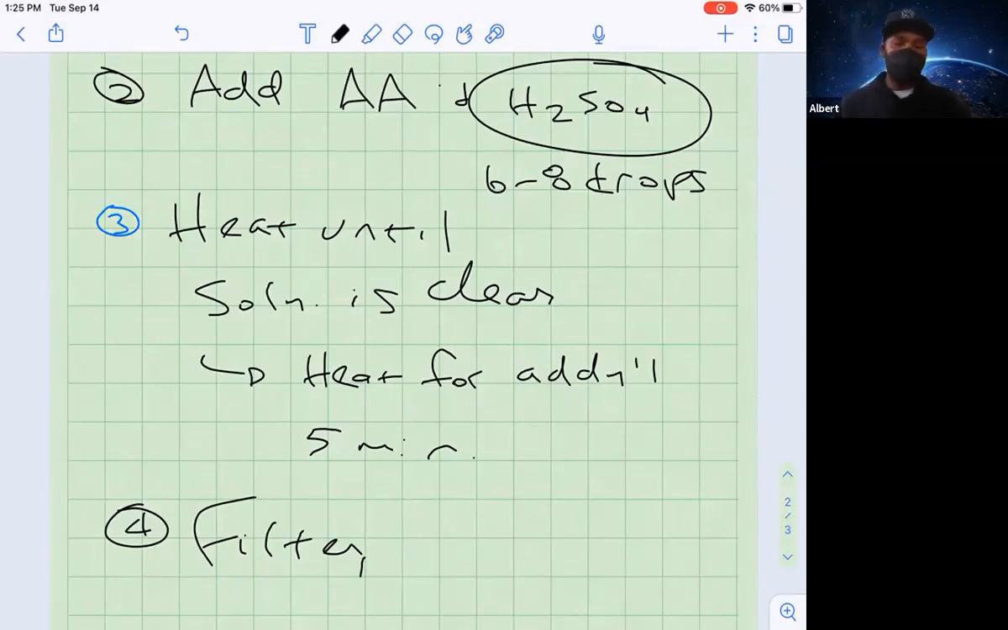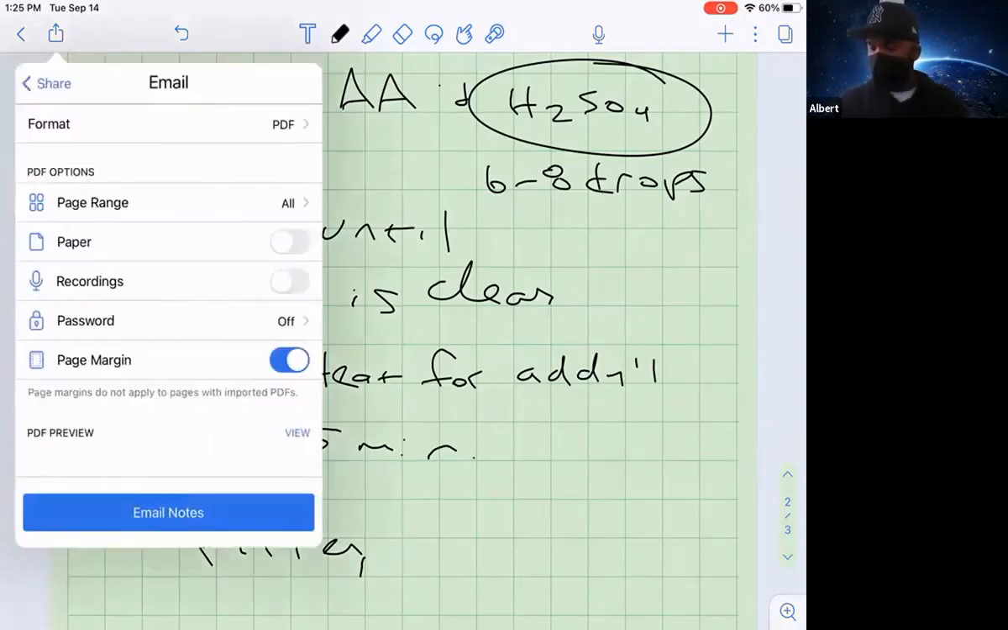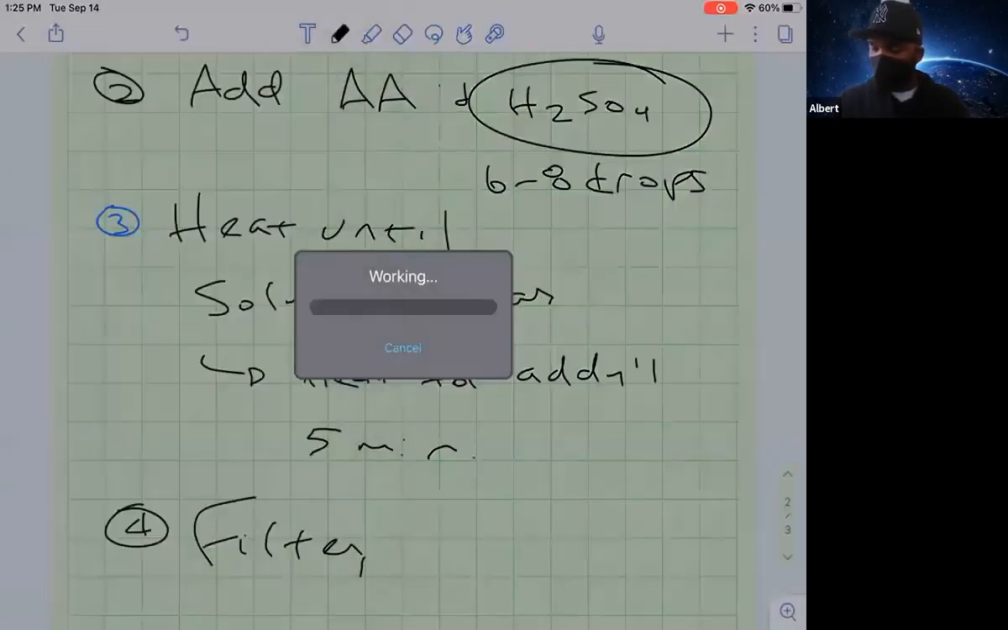So we're going to get started, and I'm going to take these notes and email them to myself real quick so I can post them to Blackboard. And then, okay, never mind.